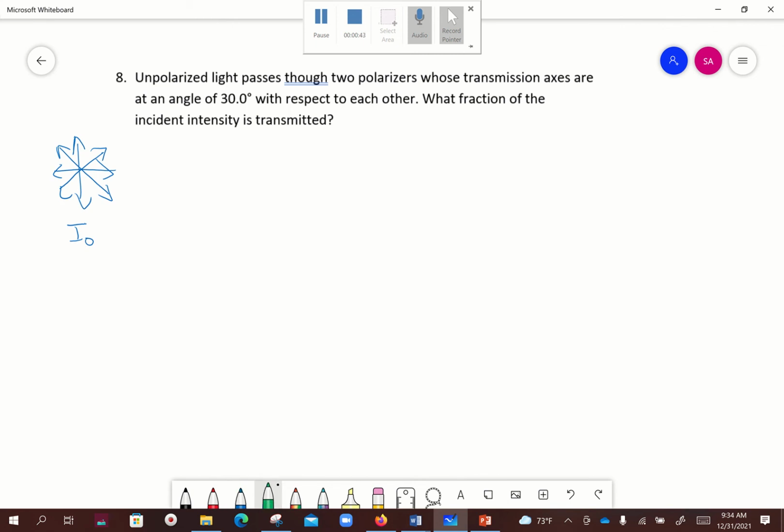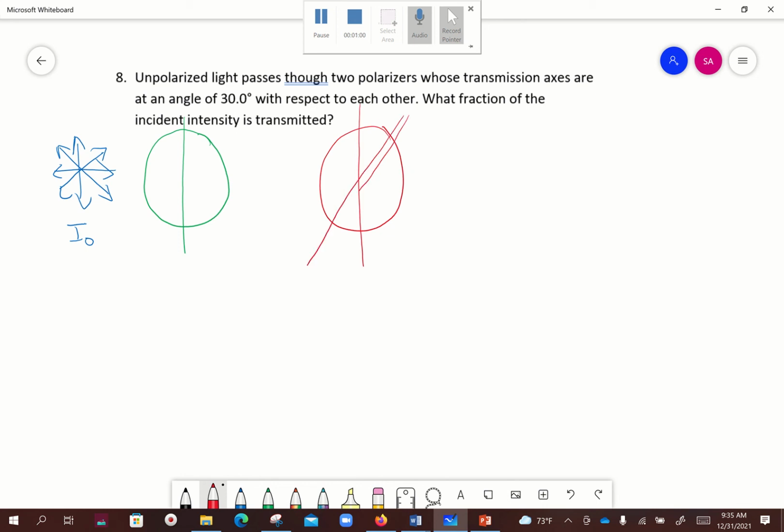So let me draw them here. So here's polarizer 1. That's just for the sake of ease. Let's make polarizer 1 have its axis straight up. And then polarizer 2 over here, it has its axis at 30 degrees. Let me draw that approximately. So it's at 30 degrees to what our first one was. So we've got 30 degrees in there.